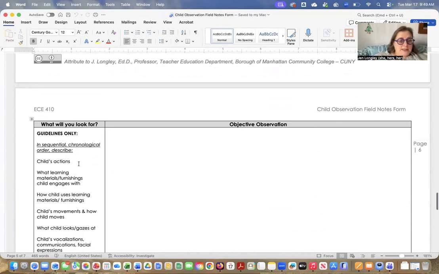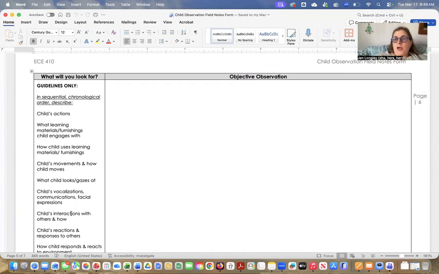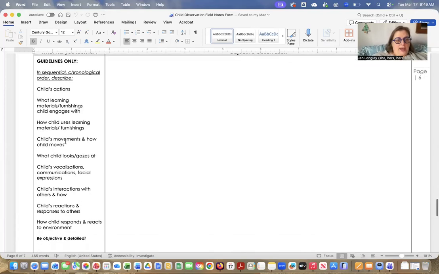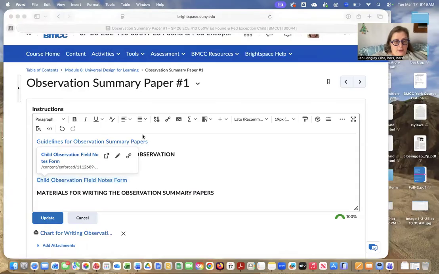They're just prompts on the side to sort of guide you to what to think about or look for: the child's actions, what learning materials and furnishings the child engages in, how they use them, the child's movements, and how. But remember, you want everything in chronological sequential order. Okay, the child's vocalization, what the child looks or gazes at, the child's interactions with others, reactions and responses, and just reactions and responses to the environment. So if this form helps you, I hope so. Feel free to use it.